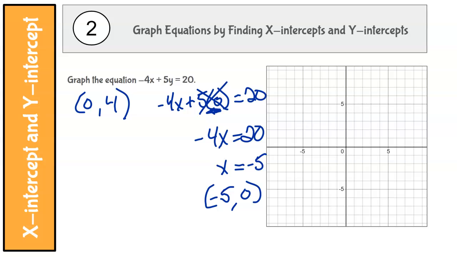So we have 0, 4, negative 5, 0. And we're going to very carefully, ooh, I did it faster that time, draw a straight line. Use a straight edge if you're drawing it on paper to go all the way through that point. And then every point on that line is another solution to negative 4x plus 5y equals 20.